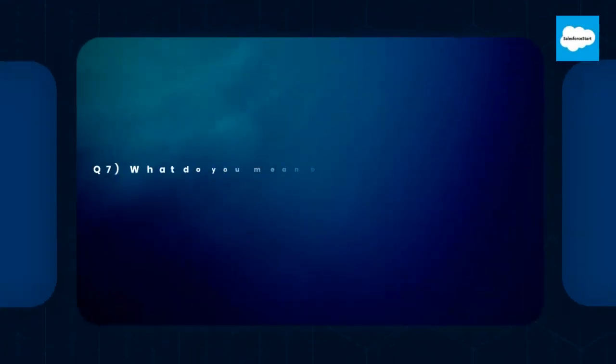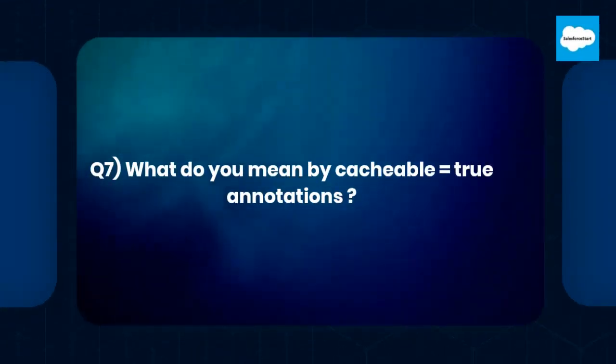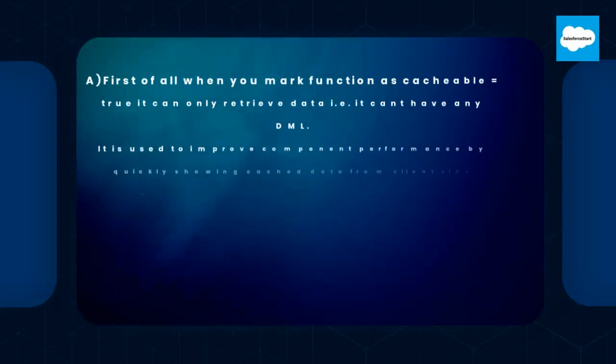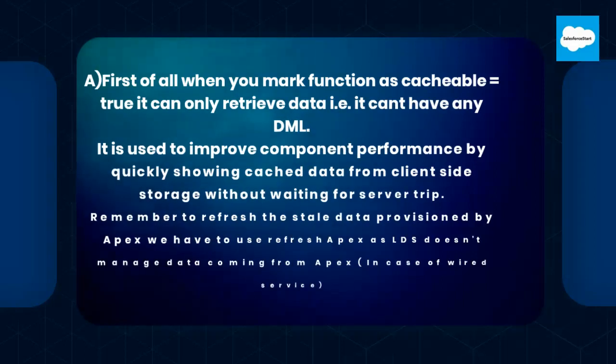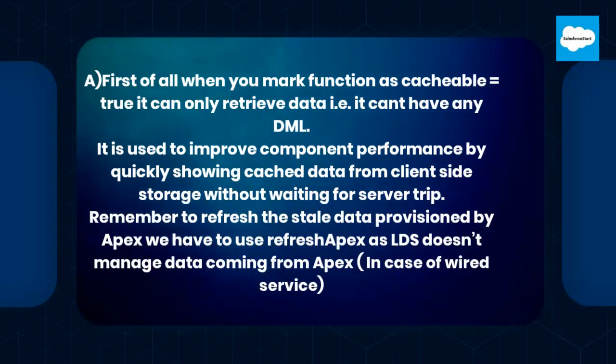Question number 7. What do you mean by the cacheable=true annotation? Answer: first of all, when you mark a function as cacheable=true, it can only retrieve data, i.e. it can't have any DML. It is used to improve component performance by quickly showing cached data from client-side storage without waiting for a server trip. Remember to refresh the stale data provisioned by Apex. We have to use refreshApex as LDS doesn't manage data coming from Apex, in case of wired service.